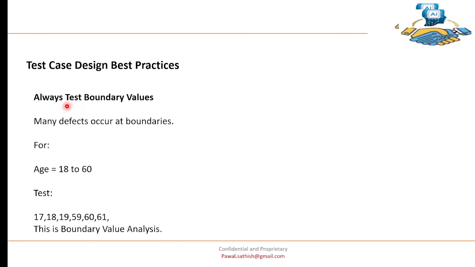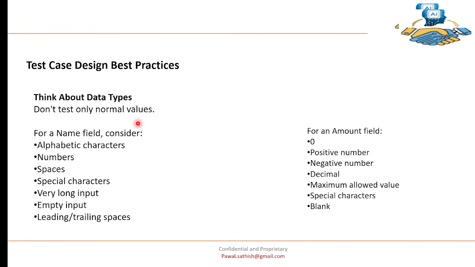Next, we need to use boundary value testing. Many defects occur at the boundaries. If you consider the earlier example, where we mention 18 to 60, then we need to verify with 17 years, 18 years, 19 years, then 59 years, 60, 61 years. Usually we find a lot of defects related to boundary values.